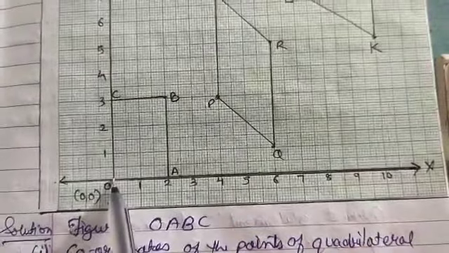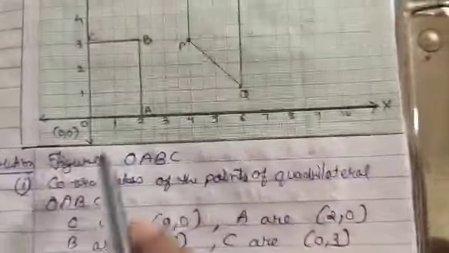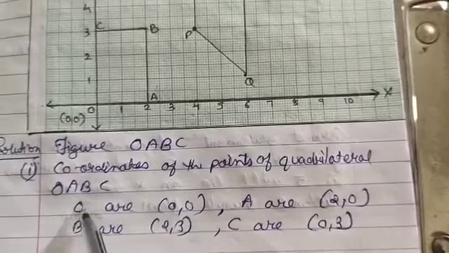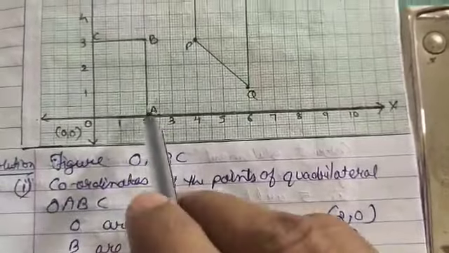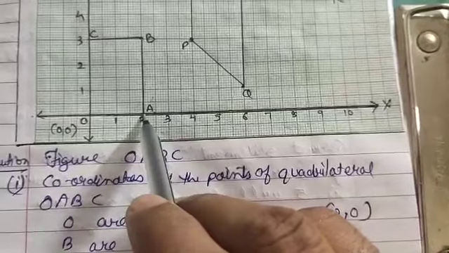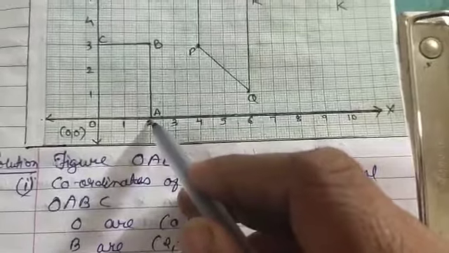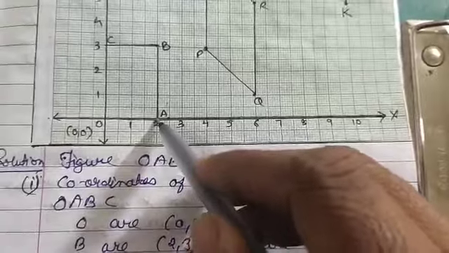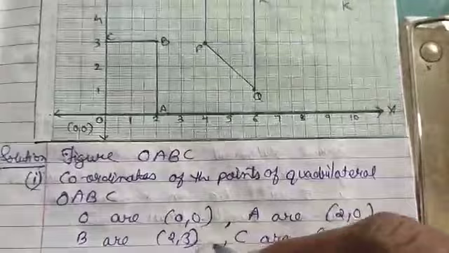Now here, if we see in this figure, the x and y coordinates of O are 0 and 0. Both meet at 0 and 0. So we can write down the x and y coordinates of O are 0 and 0. Then the x and y coordinates of A: this point A is on the x-axis, which means the value of the x coordinate is 2 and the y coordinate is 0.